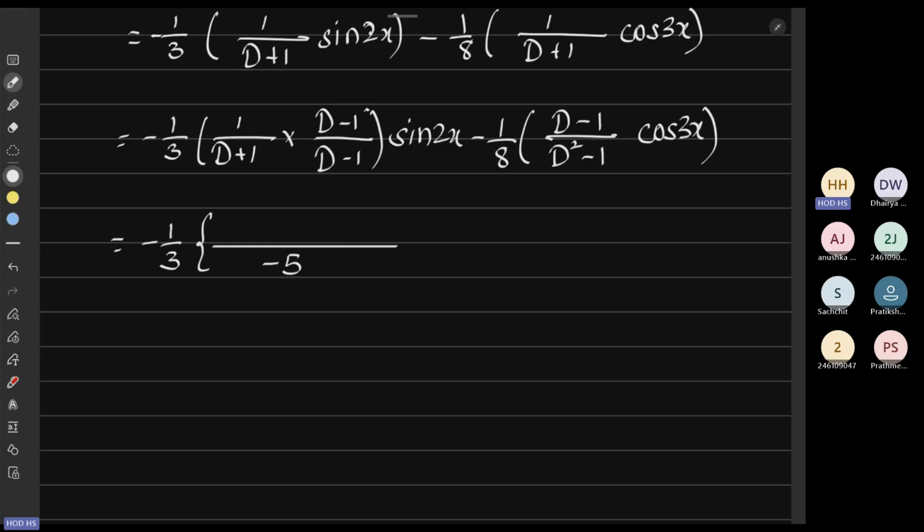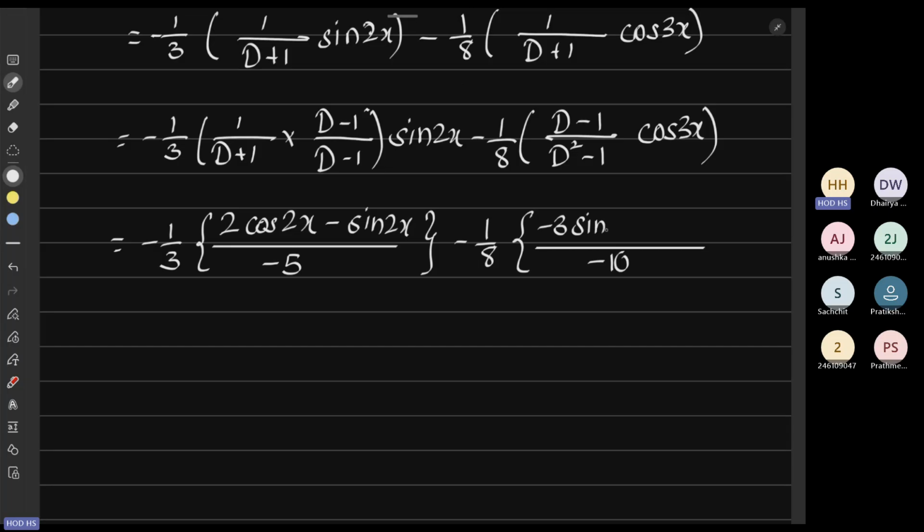D of sine 2x, differentiation of sine 2x is 2 cos 2x, minus 1 as it is, minus 1 by 8. Same thing here. We will have minus 10 sitting in the denominator, the differential of cos 3x as minus 3 sine 3x, and minus the same thing. So we are operating d on sine 2x to write down this 2 cos 2x, and minus 1 times cosine 2x as minus sine 2x. Okay.